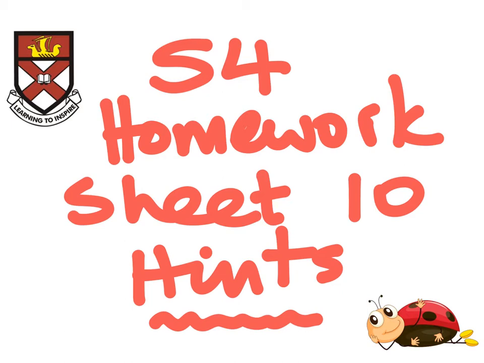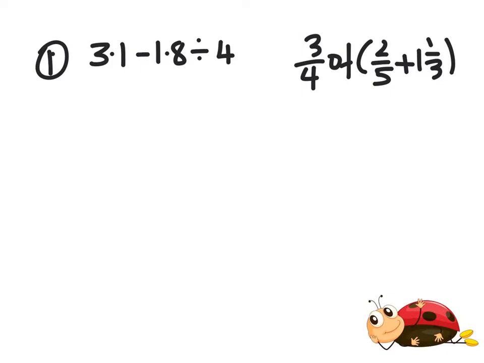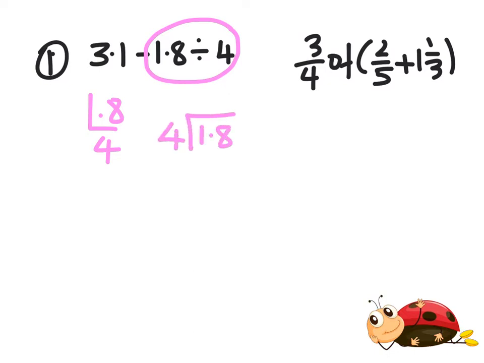Okay, sheet 10. First question, just a couple of wee numeric questions for you to get you started. Remember BODMAS, so we're going to do the 1.8 divided by 4 first of all. So you can either do it like that, or you can do 4 into 1.8, get your answer, and then do a takeaway sum, 3.1 takeaway.